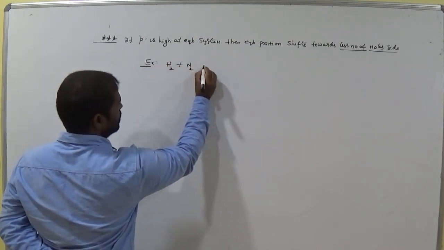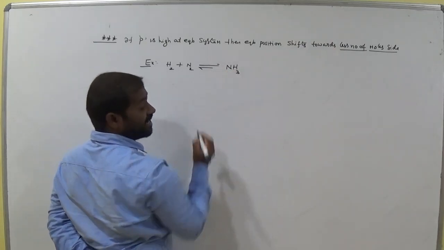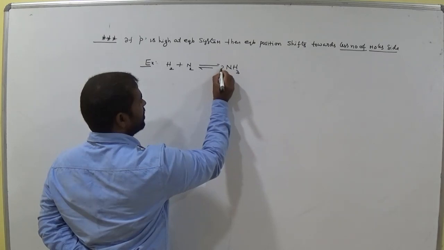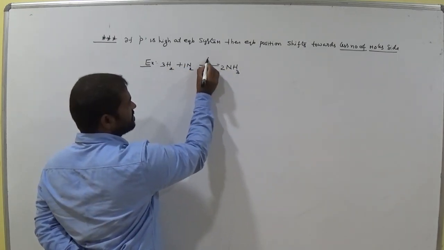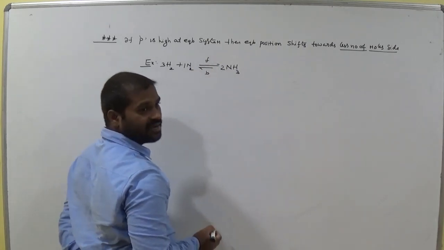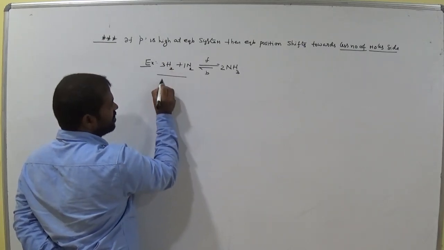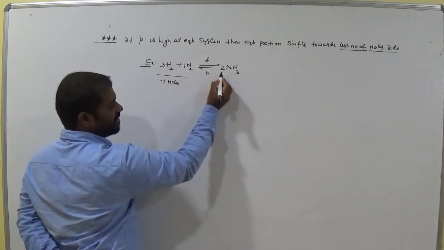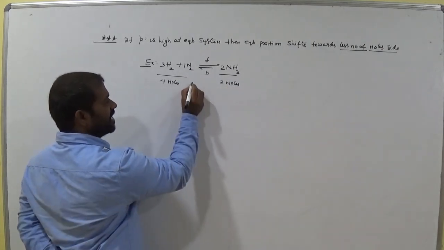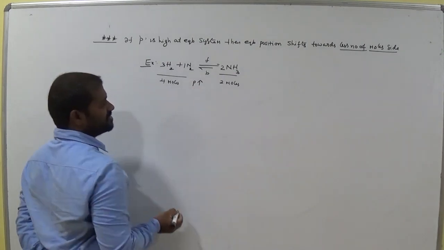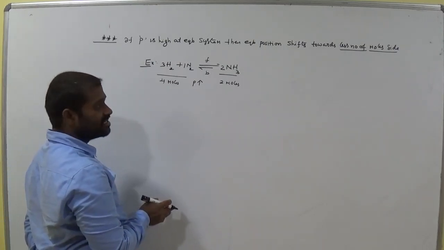For example, H2 plus N2 is reversible, which gives rise to NH3. So this is twice and this is thrice. Now this is the forward direction and this is the backward direction. Now how many moles are present at the reactant side? Totally 4 moles. How many moles are present here? It is 2 moles. Is it clear? Suppose pressure is high at this equilibrium. Then what is the direction of the reaction?